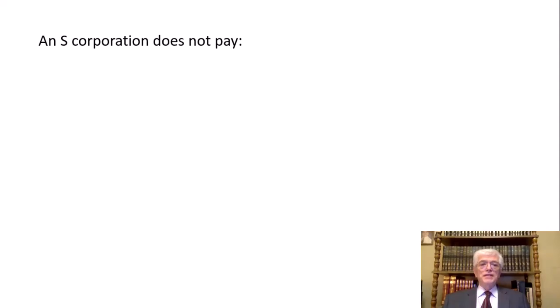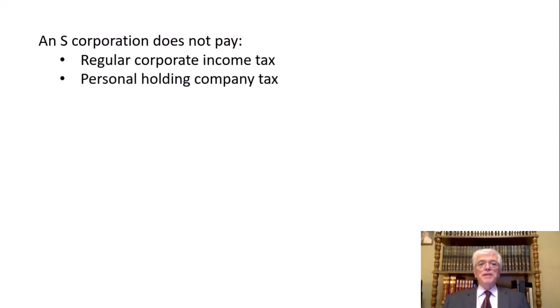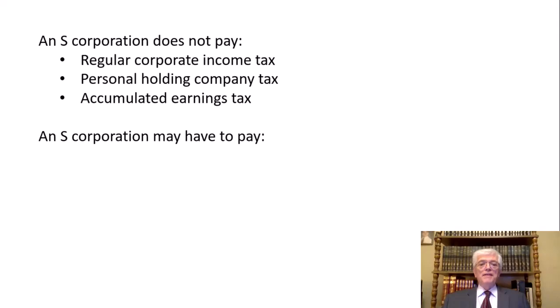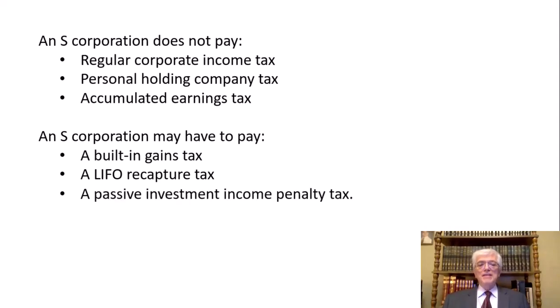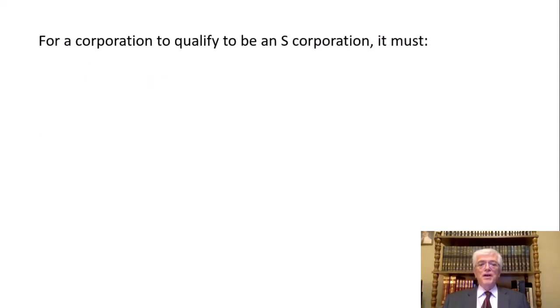An S corporation does not pay the regular corporate income tax. It also doesn't pay a personal holding company tax or an accumulated earnings tax. Now, we haven't covered either of those taxes. They are mentioned just briefly in the text, but there's about half a page on both of them together, so we didn't cover that in this course. An S corporation may have to pay a built-in gains tax. We will talk about that in our second S corporation video. There's also something called the LIFO recapture tax, as well as a passive investment income penalty tax. And we'll discuss all three of those in our second video.